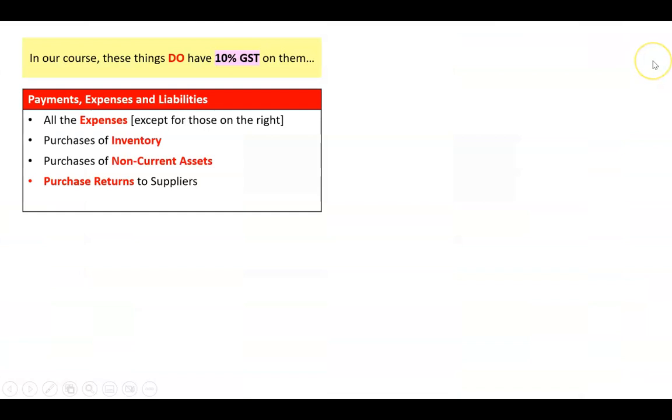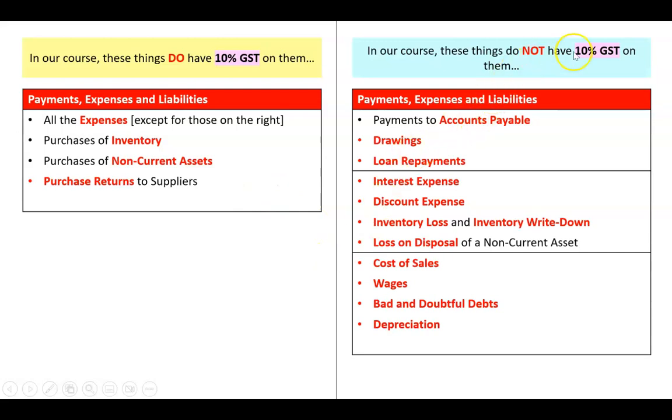So we just need to refresh our memory now what things do and don't have GST. So in our course, these things do have 10% GST on them, or the expenses, except for those that we'll put over here in a second. When we buy inventory, when we buy non-current assets, and purchase returns to suppliers. The things that we don't have GST on in our course are all these things here, and we'll deal with them later because this video is just about the things on the left here.